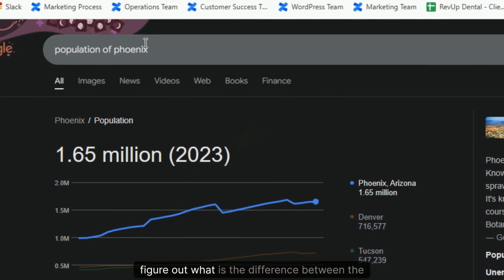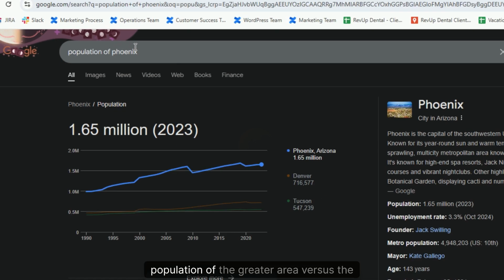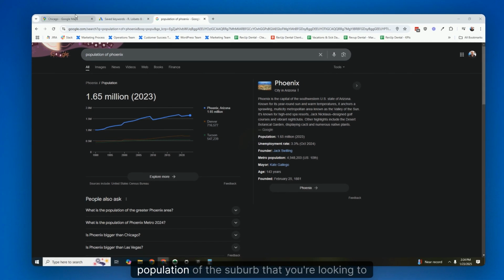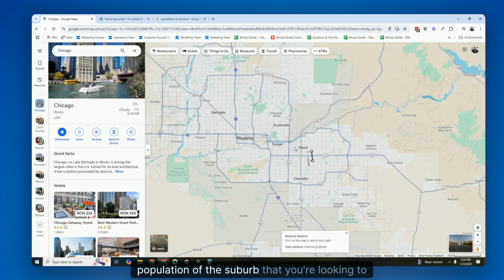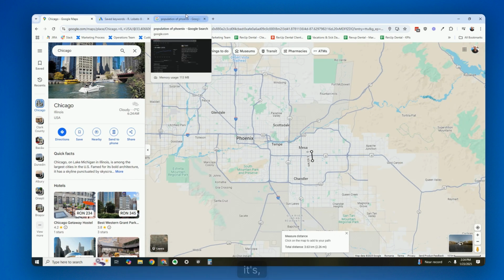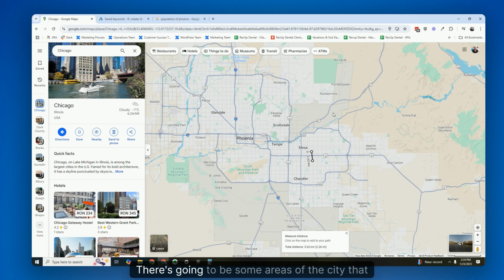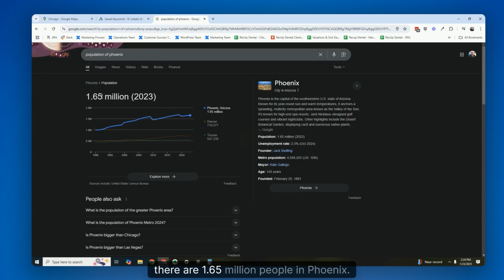Now, a slightly more accurate way to estimate this is to actually look at the population numbers and figure out what is the difference between the population of the greater area versus the population of the suburb that you're looking to target. Because again, the population isn't spread evenly. There's going to be some areas of the city that have higher population density than others.